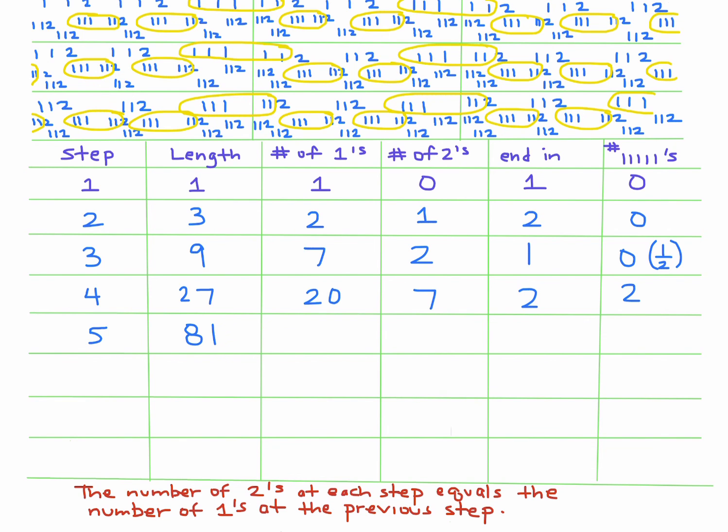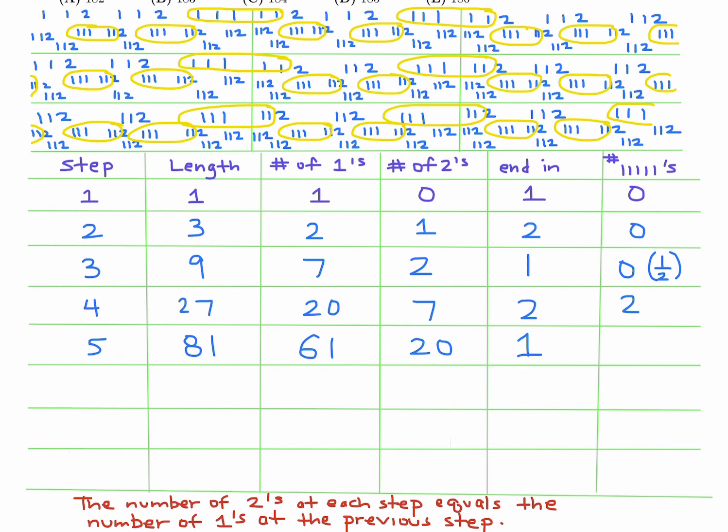So using that very important piece of information, we can fill this in a little bit more quickly. Here, it's going to be 20, because the number of 2s at each step equals the number of 1s at the previous step. And therefore, since the length is 81 and 20 of them are 2s, the other 61 must be 1s. So that's just a subtraction. This one, have I got 81 in a row? Yeah, I got 81 in a row. So the last one is right here. It's a 1. Okay, and then how many of these 5 1s do we have in a row here? Let's see.